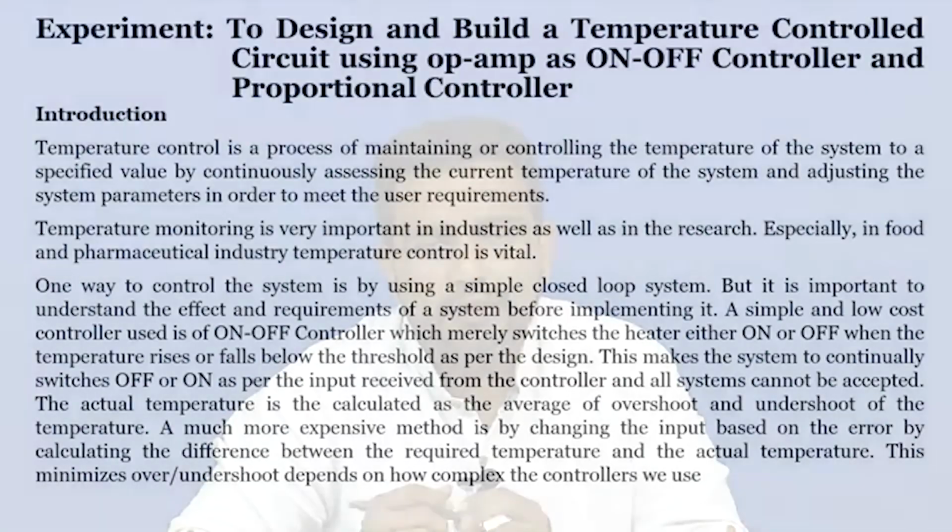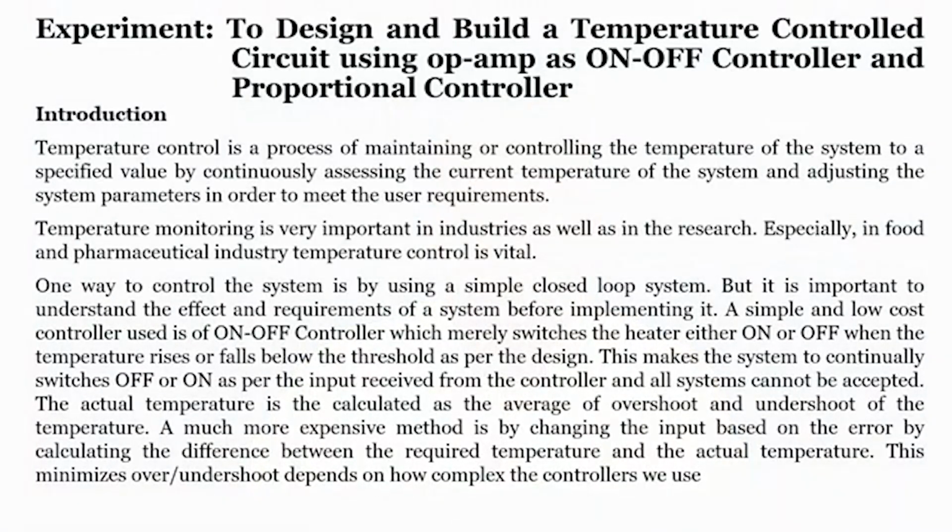But in that case, what happens is that this makes the system continuously switch on and off, right. In an on off controller, the system continuously switches between on and off state. So, when you see the slide, you see that when you do that, the actual temperature is calculated as the average of the overshoot and undershoot of the temperature.